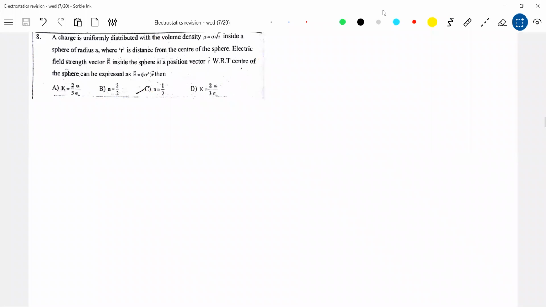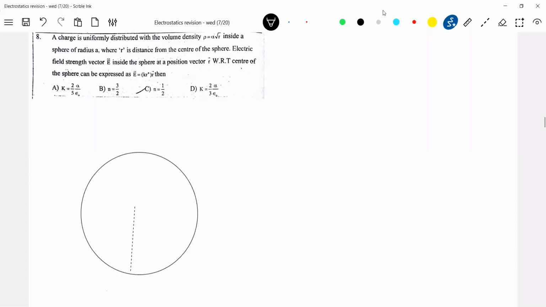The charge is distributed with volume density alpha root r inside a sphere of radius a, where r is the distance from the center of the sphere. The electric field strength vector E inside the sphere at position vector r with respect to the center can be expressed as. I think there's simple mathematics based here. There's a charged sphere of radius a, so the charge density is varying. It is asking for the electric field inside this.